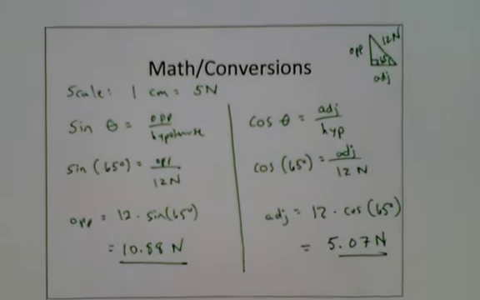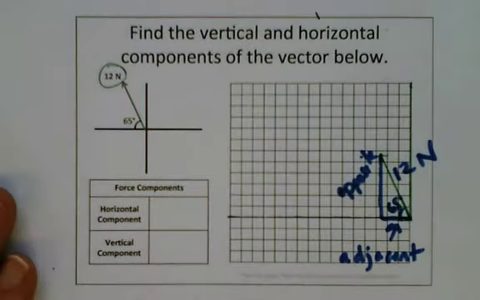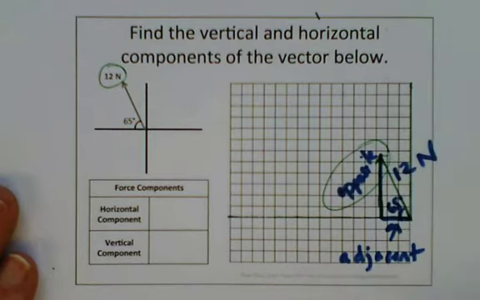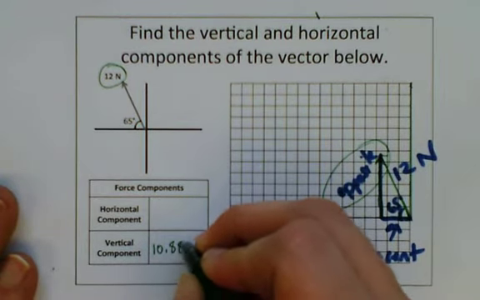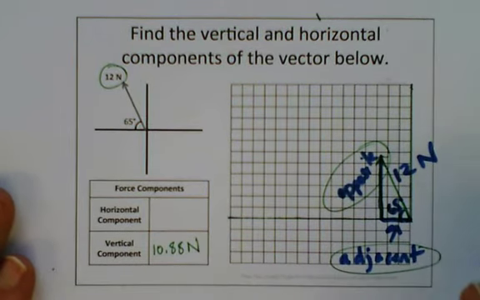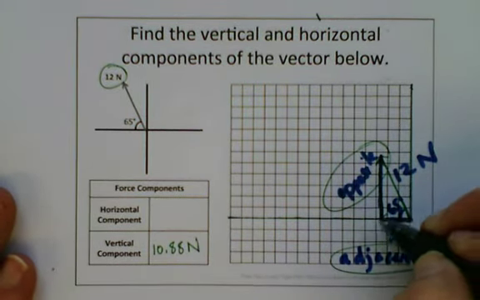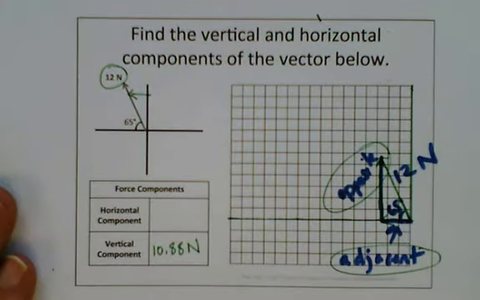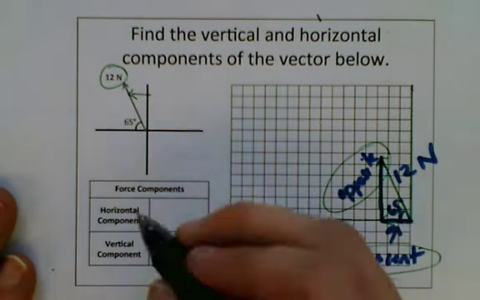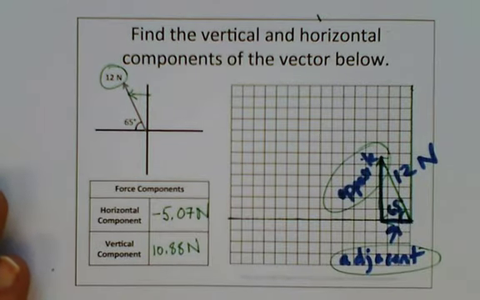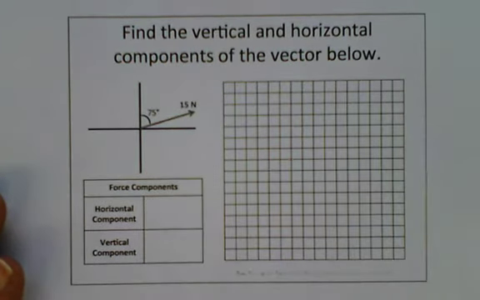We go back up to the top. We calculated that the opposite side was 10.88 newtons. We can see that that's the vertical component and it points up. So we write that in here, 10.88 newtons. We calculated that the adjacent side was 5.07 newtons, but we see that the vector points to the left. Since in our axis over here, to the left is on the negative side, then anything that points in that direction, we're going to let it be negative. So instead of writing positive 5.07, we write negative 5.07 newtons. Now we're ready to go on to the next one.